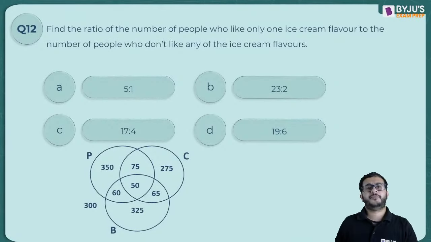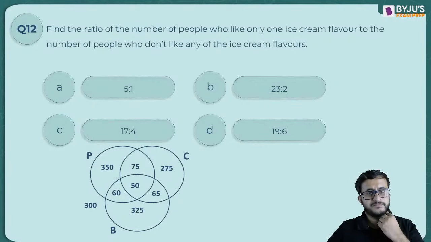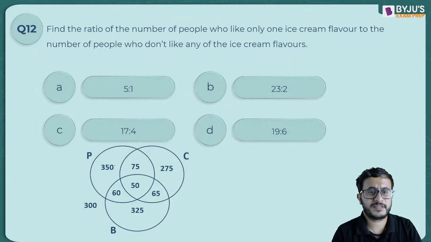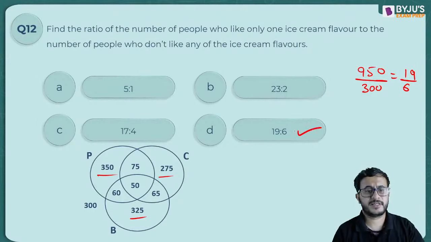Find the ratio of the number of people who like only one ice cream flavor to the number of people who don't like any of the ice cream flavors. Only 1 to none. Now see this value, you will get 950 and this is 300, right? So 19:6. This is the answer.